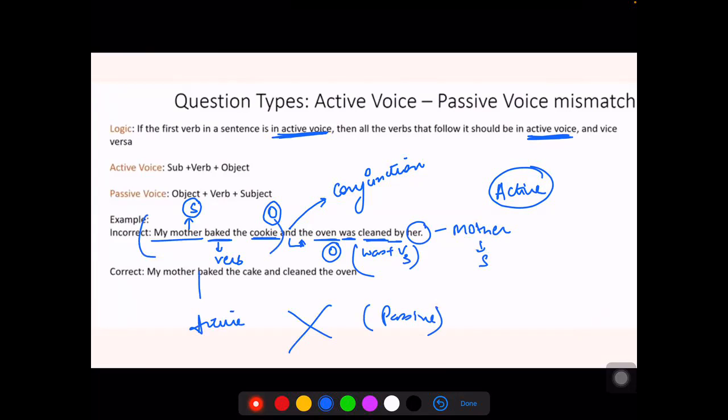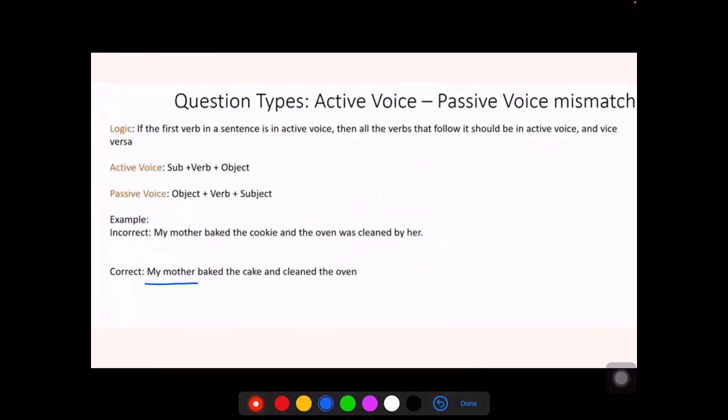Now the correct sentence says, my mother baked the cake and cleaned the oven. So baked and cleaned are verbs, cake and oven are object, and my mother's subject will remain the same. So we don't have to write subject again and again. All right. Is this clear? Yes, ma'am. Okay, good enough.